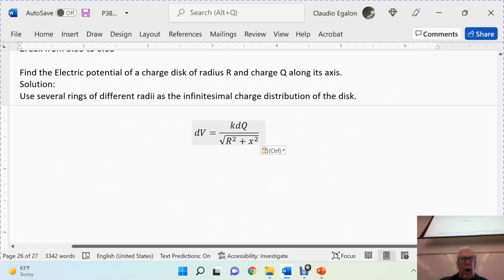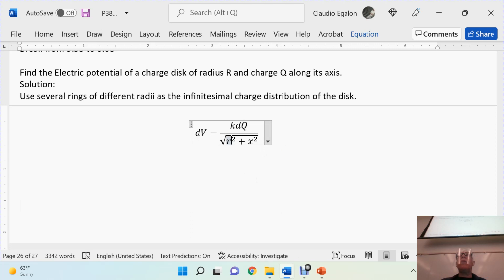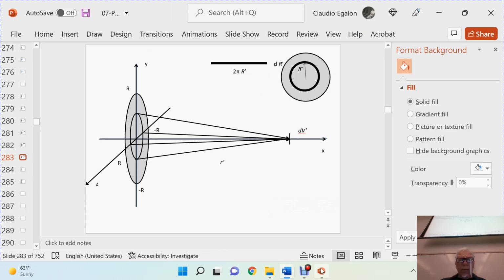And now instead of r squared, I'm not going to use r squared because R is the radius of the disk, right? So I must make a difference. I must differentiate the radius of the ring from the radius of the disk. The radius of the disk is big R. The radius of the ring, I'm going to say the generic r, lowercase r. We usually use the lowercase as the variable one. Okay, so I can say that, here you go, this little ring right here.